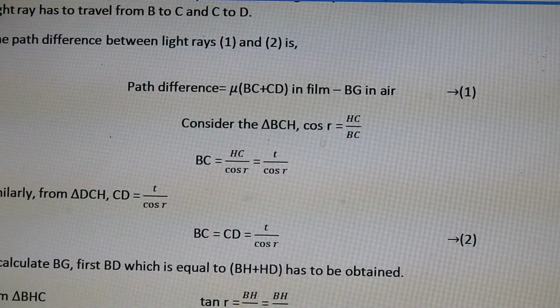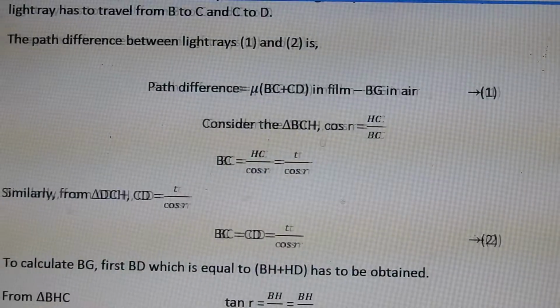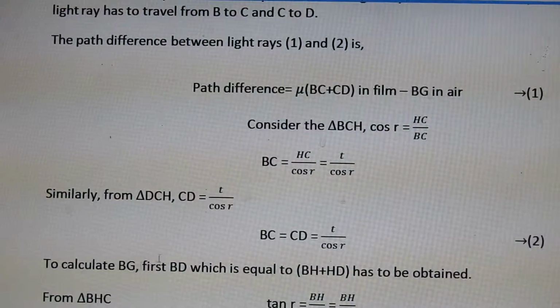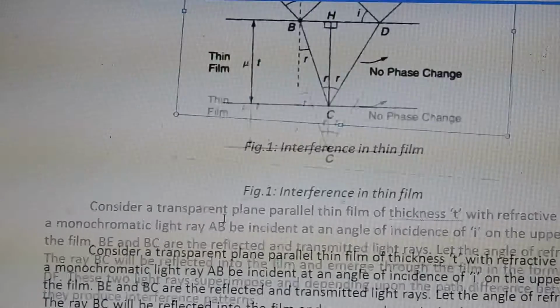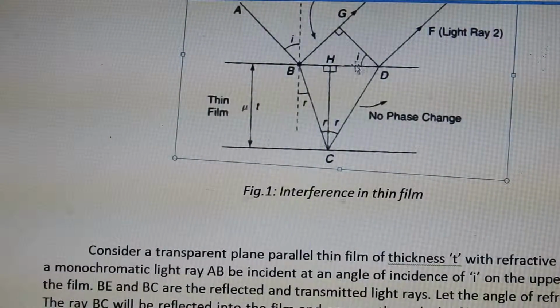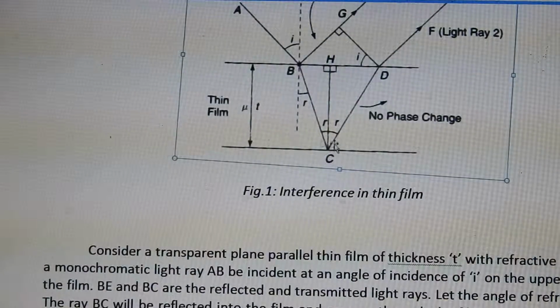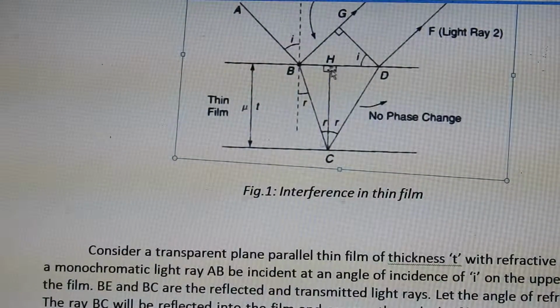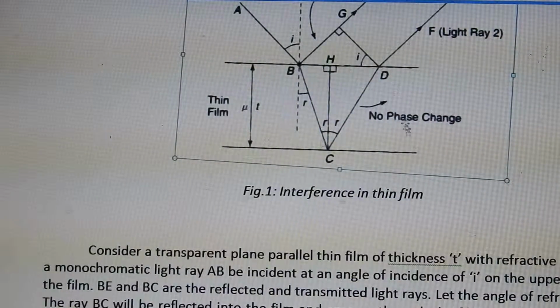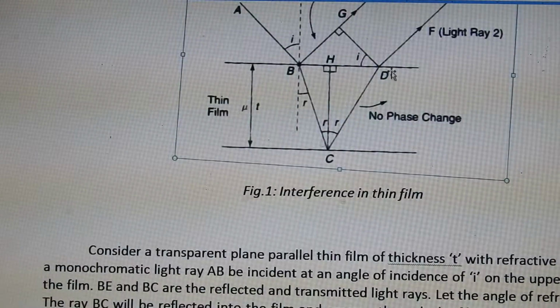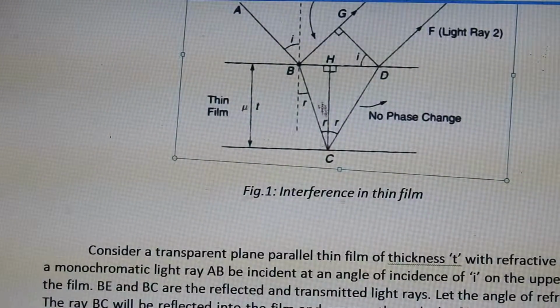Now what we have to do is, similarly, take the triangle DCH to measure CD. So to know the distance traveled by the second ray, we are taking this triangle.